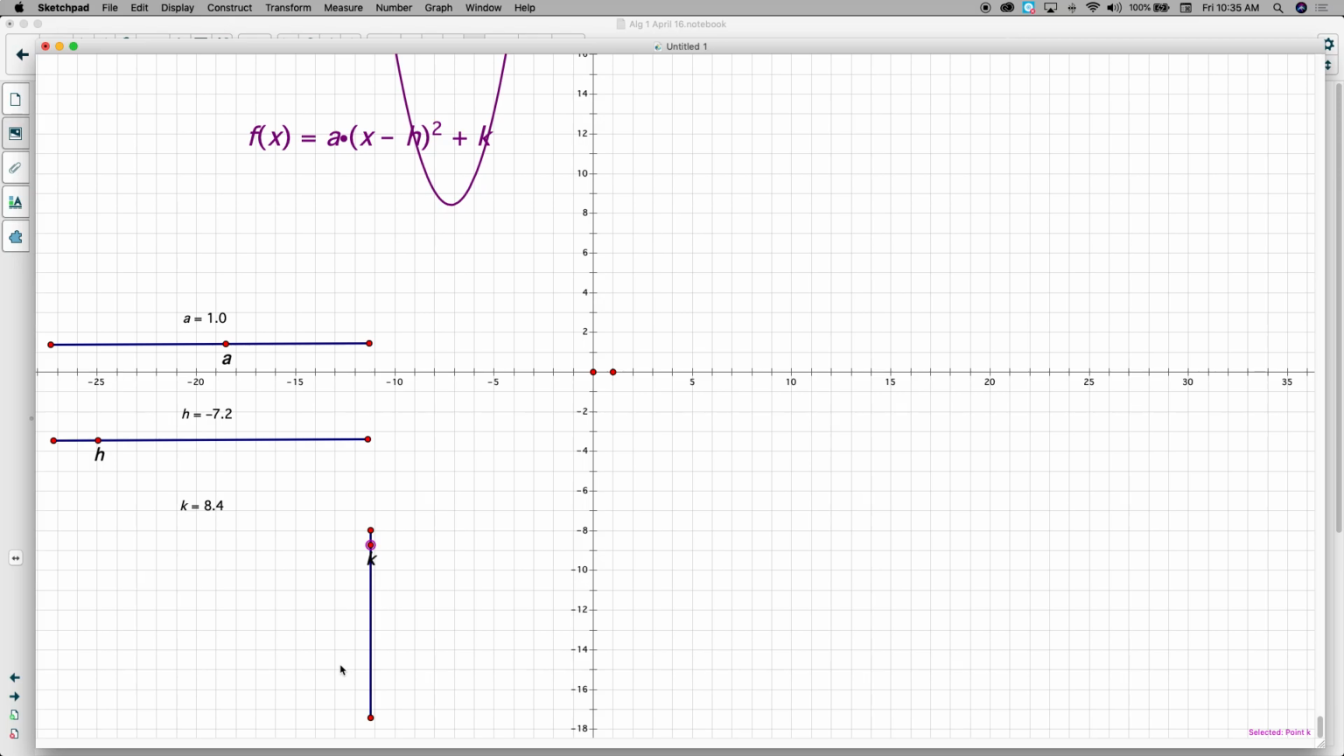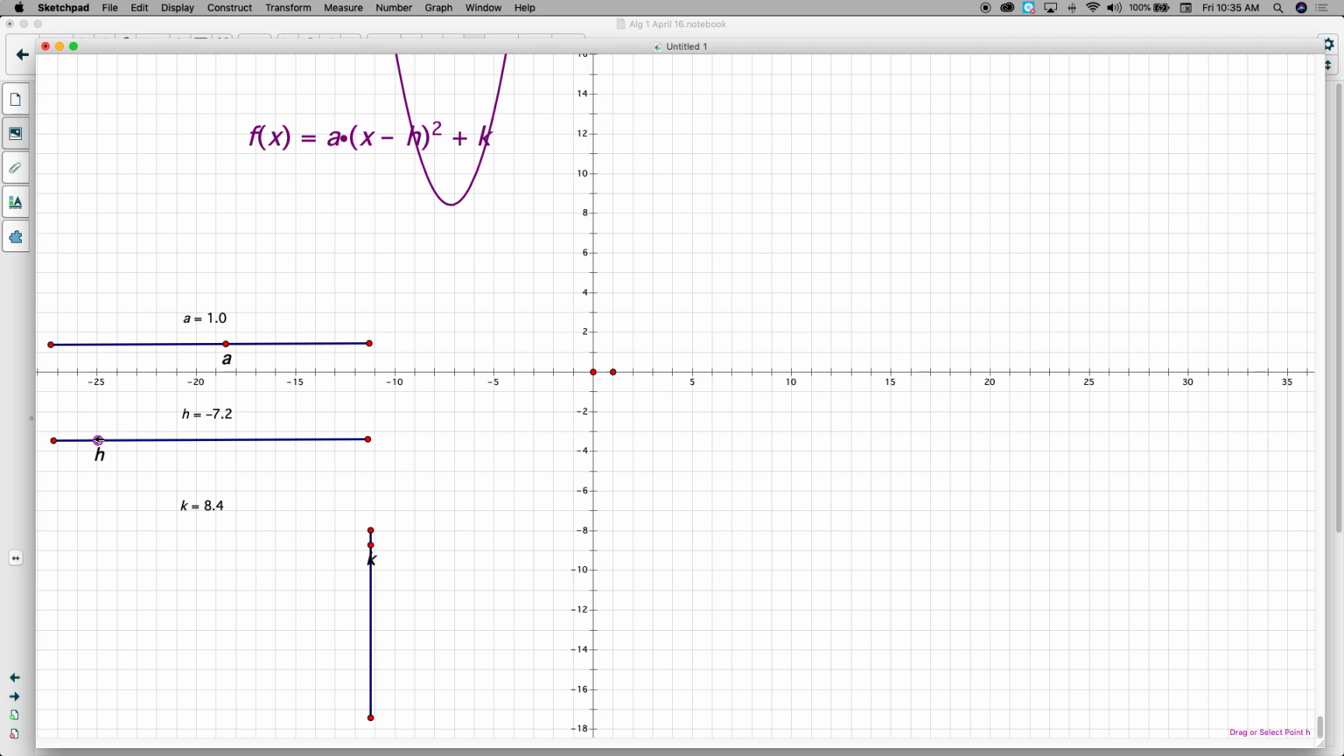Wherever I stop it, I now know the vertex. Whoa. Did you hear what I said? I now know the vertex. I know exactly where the vertex is, because this one is how far I slid it to the left, so I must have gone over to negative 7.2, and this is how far it slid up, so it's 8.4. So this place must be negative 7.2, the h number, and up 8.4, the k number.